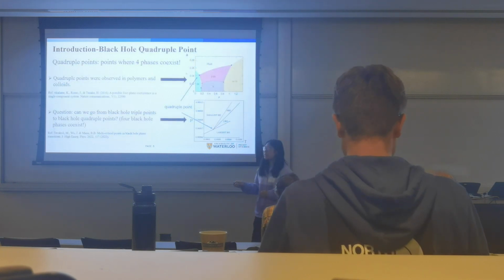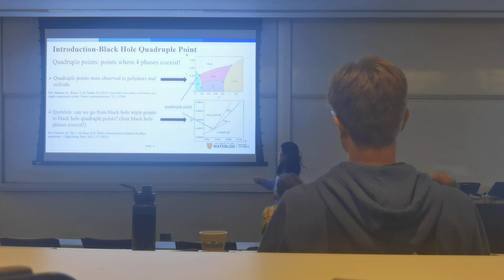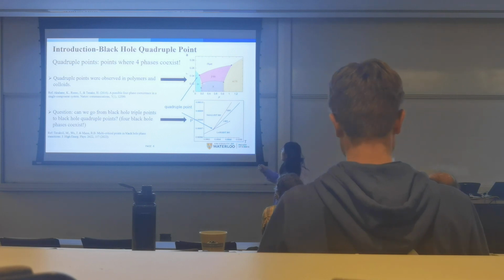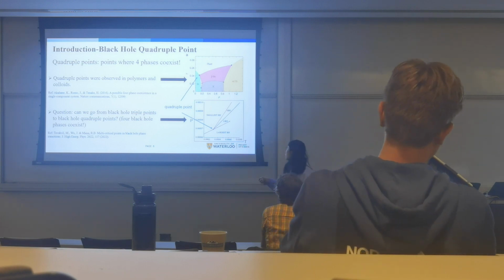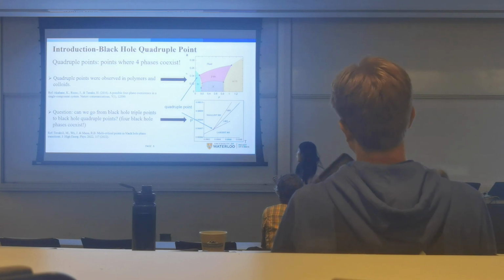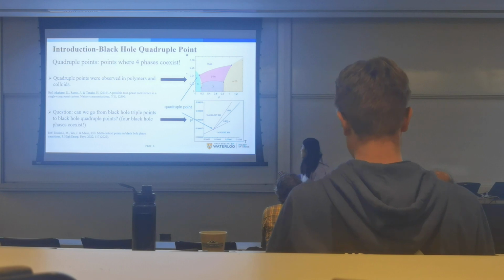And how about quadruple points? In chemistry labs, quadruple points were found in polymers and colloids. And this paper showed the quadruple point here, where four phases can coexist. And can we go from the black hole triple point to the black hole quadruple point? The answer is also yes. So black hole quadruple points are the points where four black hole phases can coexist. So this paper shows the quadruple point in black hole chemistry. We have the smallest black hole, the small black hole, the large black hole, and the largest black hole can coexist at this quadruple point.